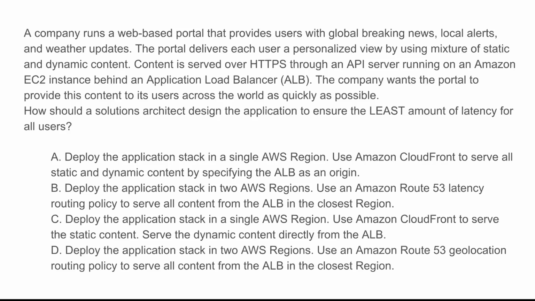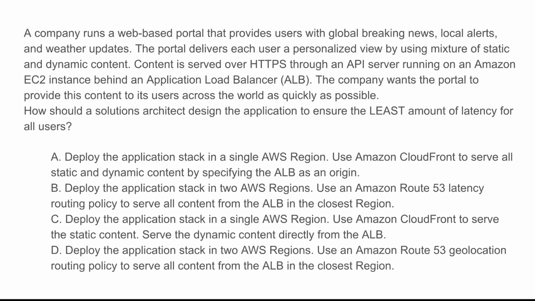Now, that is why the best solution is option A, using Amazon CloudFront to serve both static and dynamic content. Now, this works by having CloudFront cache the static content at AWS edge locations for fast delivery. For dynamic content, CloudFront routes requests over AWS's private network to the ALB, reducing latency, and users worldwide experience faster page loads and API responses.